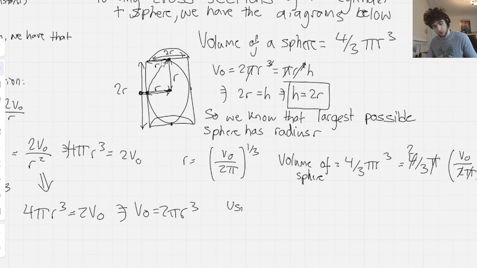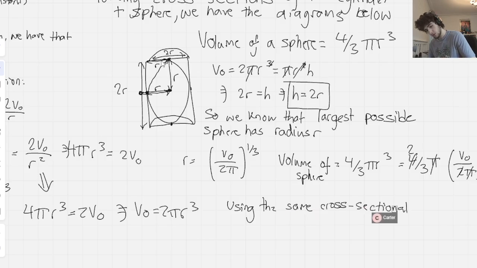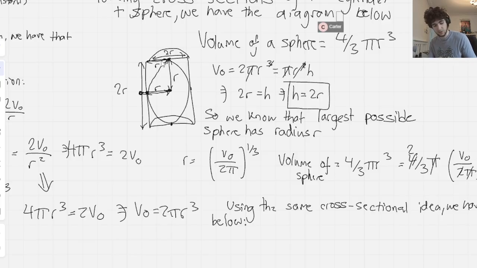So using the same cross-sectional idea, we have the diagram below. Or really I should say just a diagram, because I only did one diagram. I'll fix that. Effectively this time, because last time we had a rectangle with a circle inside it, this time we're going to have a circle with a rectangle inside it, right? So we're just going to put our rectangle inside here.